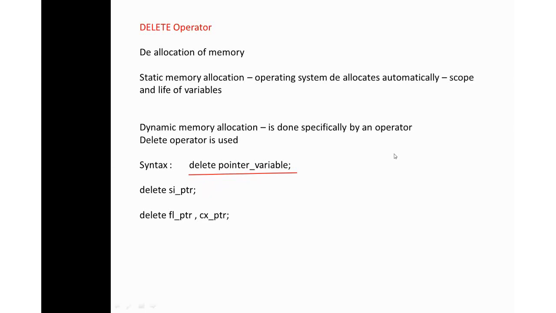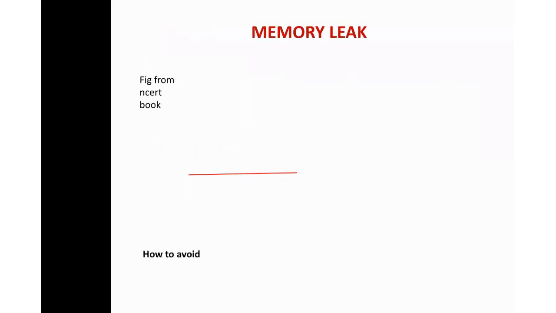Is it clear? Then the next is fl underscore ptr, cx underscore ptr. Whatever variables you have allocated through dynamic memory allocation, you have to delete with the help of your delete operator. Otherwise your memory gets piled up and further you cannot use it for any other purpose. That is why your delete operator is very important. I am telling you.